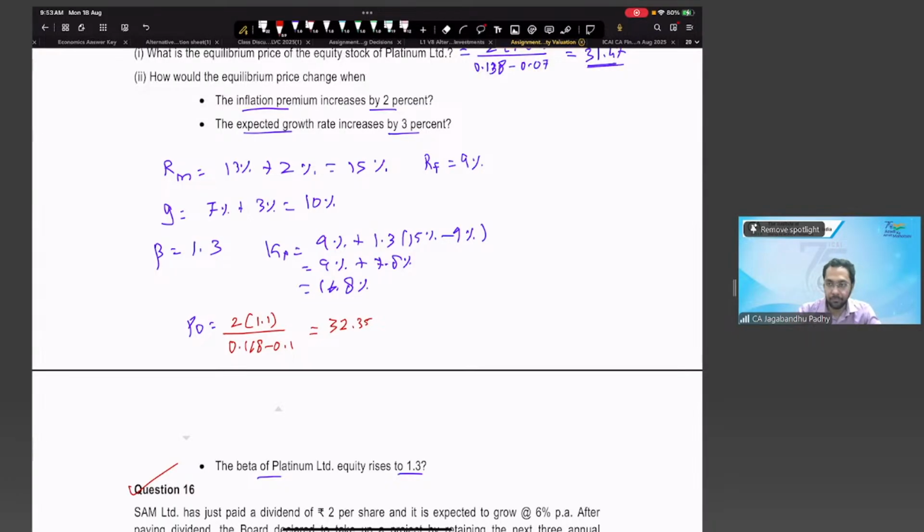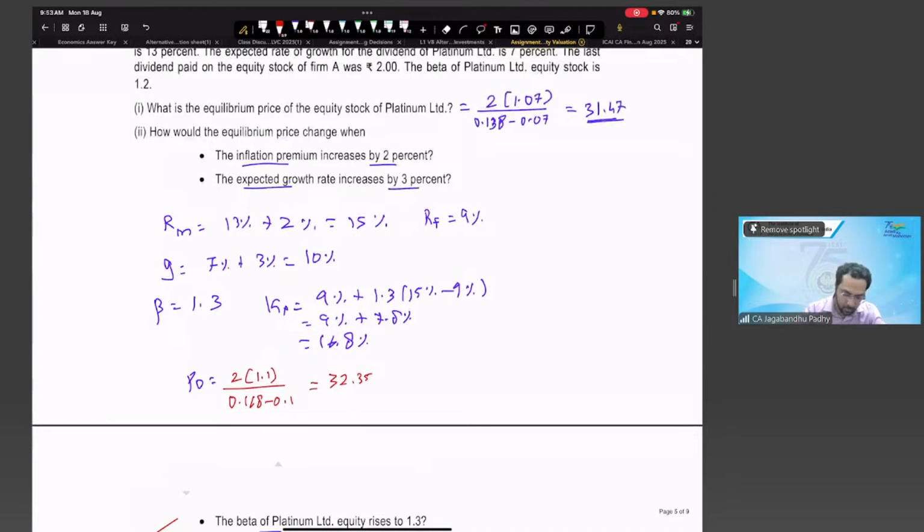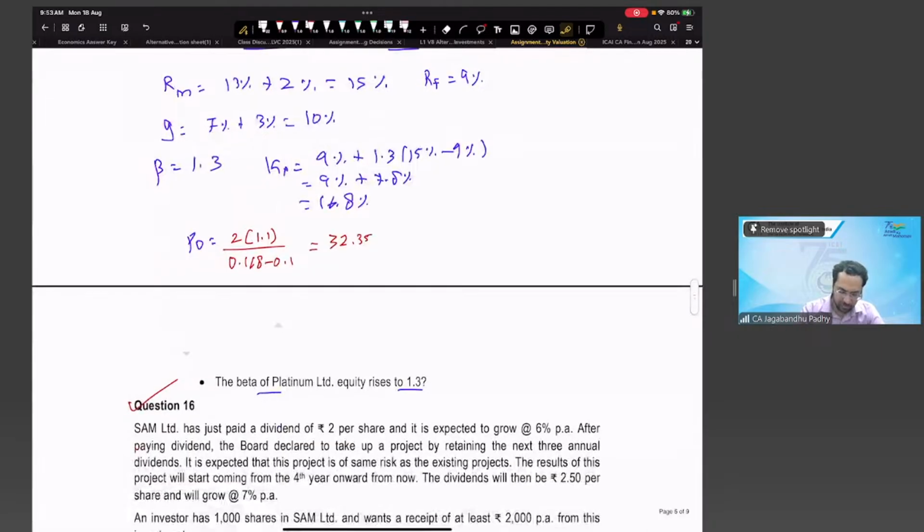Sir, what is the meaning here of equilibrium price? The equilibrium price is the price which you will get by satisfying these particular numbers. Okay, fine. Now let me take you through some MCQ discussions.